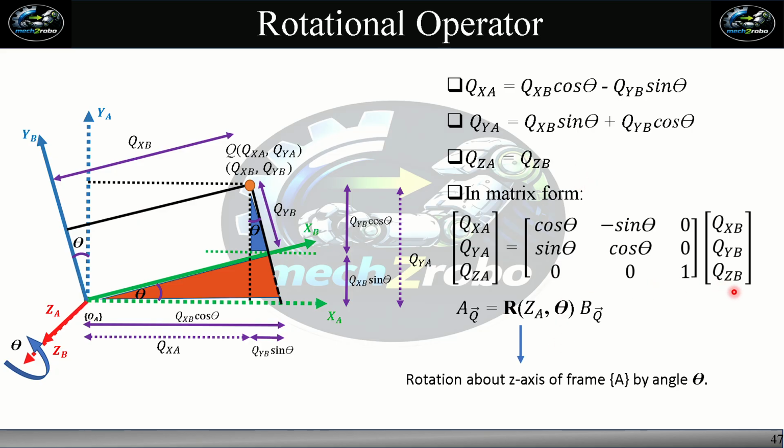and ZB multiplied by 1. Thus we get this equation: the point defined in frame A is equal to the rotation about the Z axis by an angle theta multiplied by this point's components in frame B, and this is known as rotation about the Z axis of frame A by an angle theta.